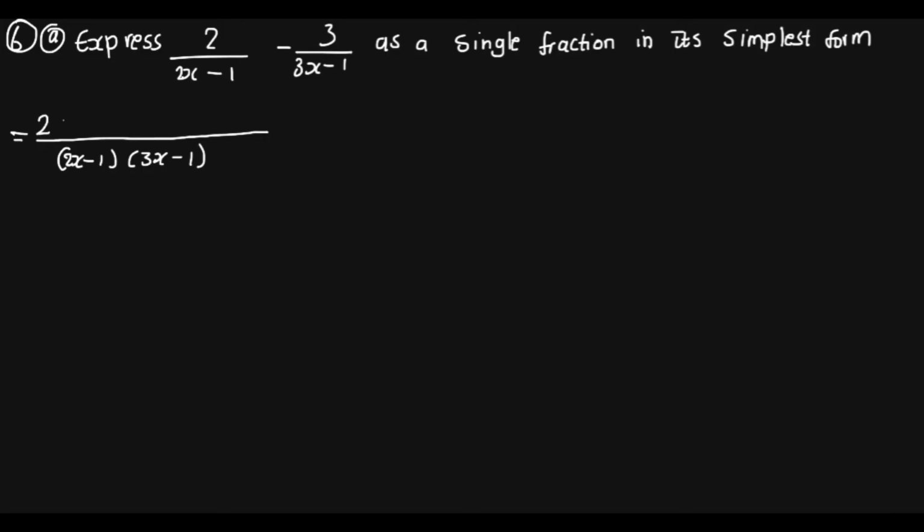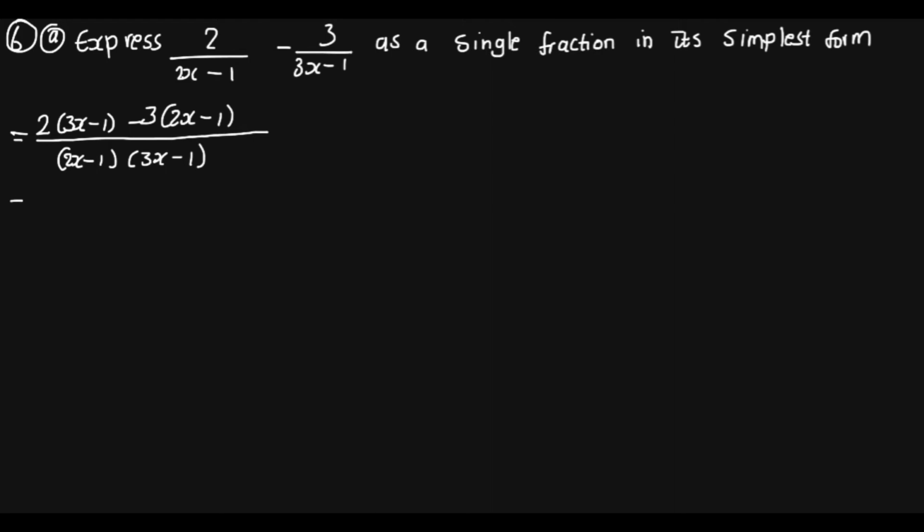So is 2 times 3x minus 1 minus, then we do the same, 3x minus 1 into 3x minus 1, these will cancel, giving us 3 times 2x minus 1. So the pattern here is just this number 2 here will multiply with 3x minus 1, then the 3 will multiply with 2x minus 1.